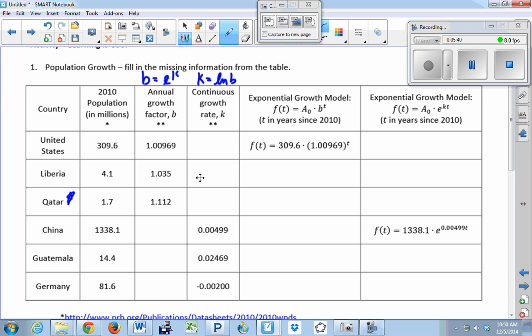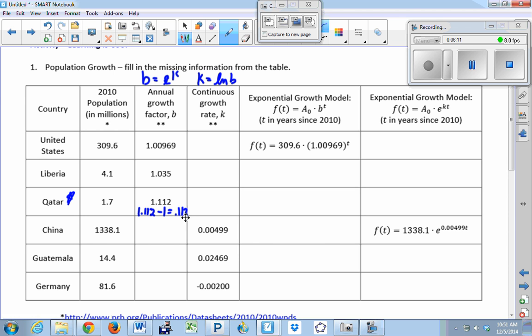So if you were looking at the growth rate of Qatar, the growth rate of Qatar is the growth factor, this thing, 1.112 minus 1, because the 1 in front just represents 100%. So the growth rate is this, 0.112. That's the growth rate. This is the growth factor. And what this says is that the population of Qatar right now is growing at 11.2% annually.